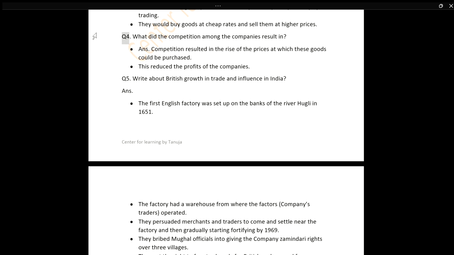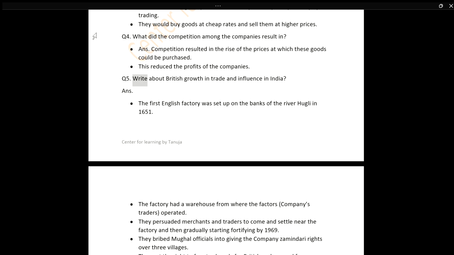Q4. What did the competition among the companies result in? Ans. Competition resulted in the rise of the prices at which these goods could be purchased. This reduced the profits of the companies.